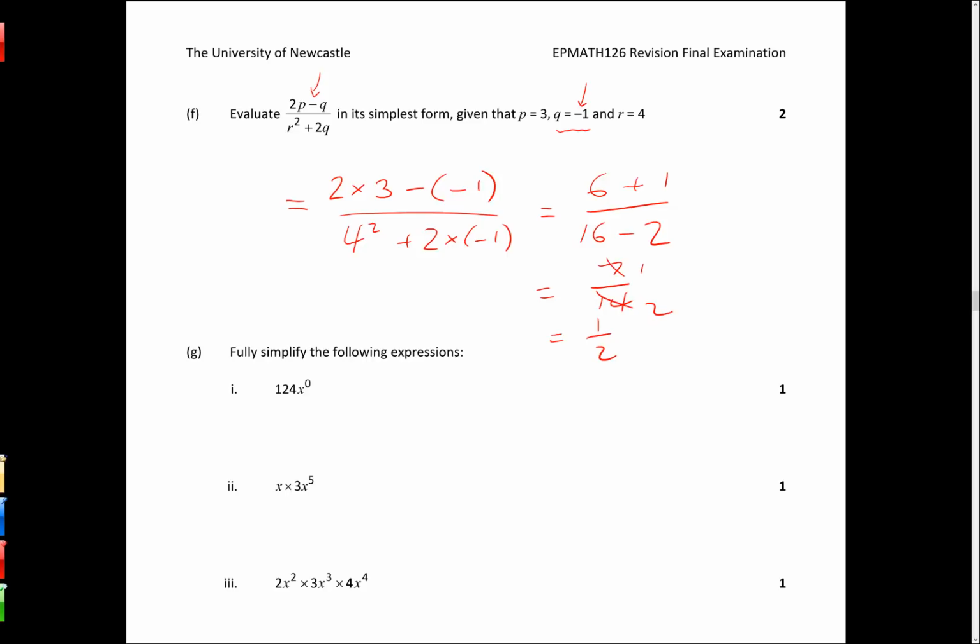Now fully simplify the following expressions.